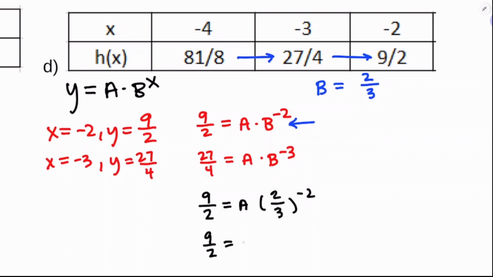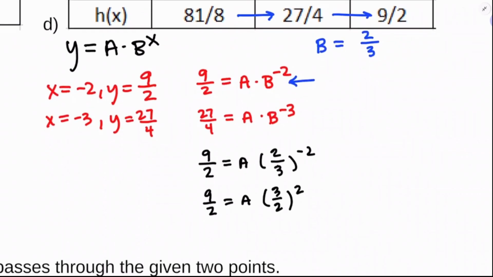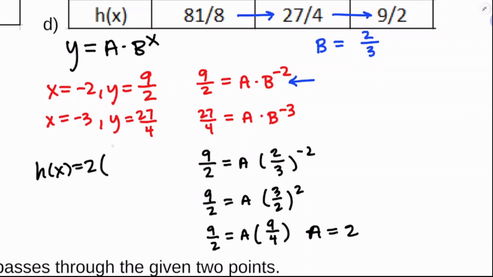9 halves equals a times 3 halves squared, right? Deal with the negative exponent. Then I'm going to say 9 halves equals a times 9 over 4. So think about what I would multiply there to make the denominator go down by half. That would be multiplying by 2. So I'm going to have a equals 2, and then my equation will be h of x equals a times b to the x.